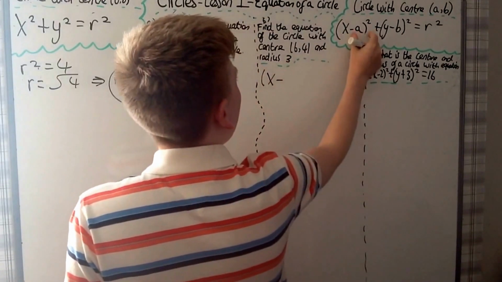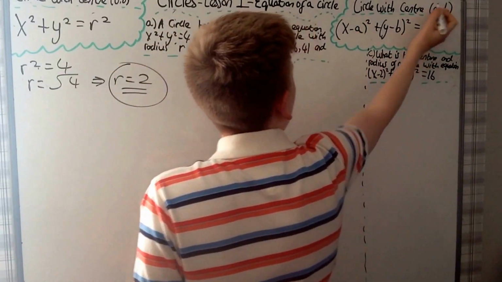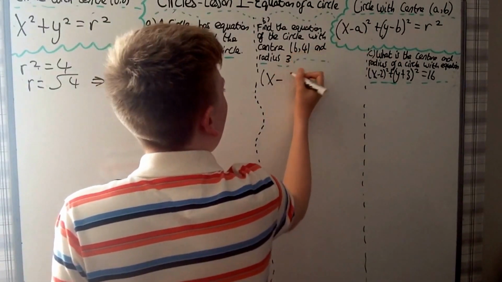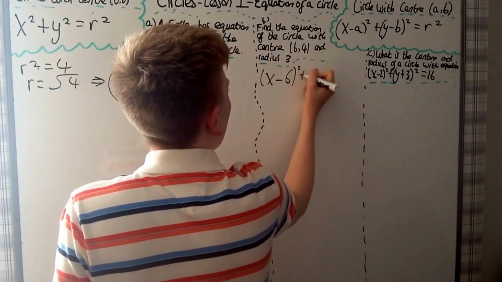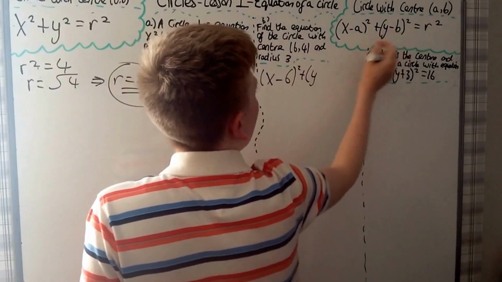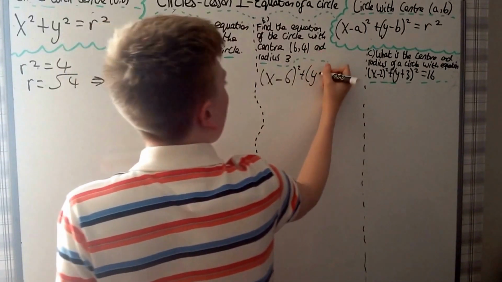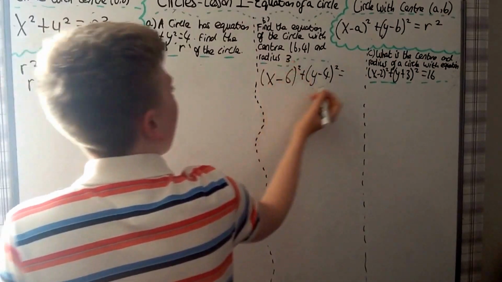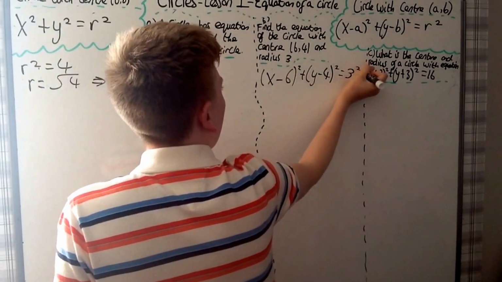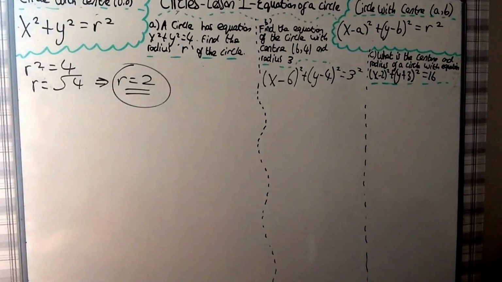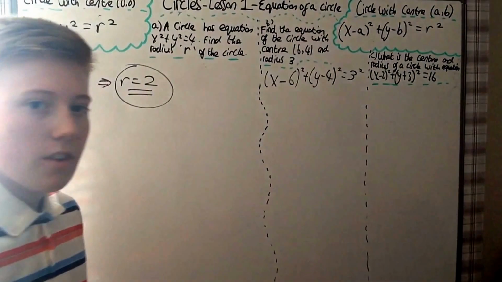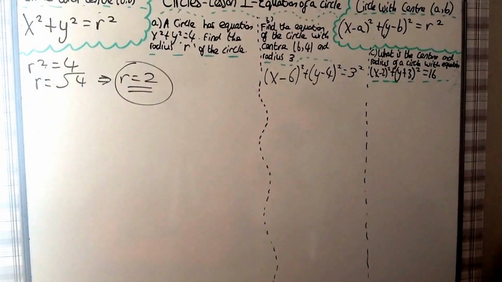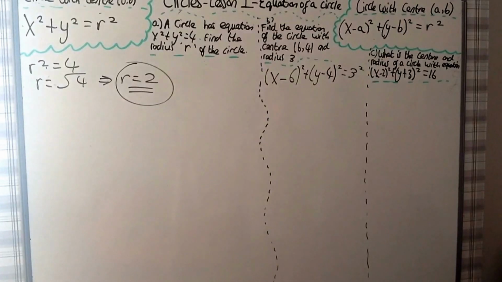x minus our a, as you can see, is our x value here. So it's our 6. So x minus 6 squared plus y minus b, our b in this case is 4, squared equals our radius squared. Our radius is 3. 3 squared is therefore our value of r squared. Now I'm just going to check that that is exactly the way it's written in the exam. So you can leave it in this form.